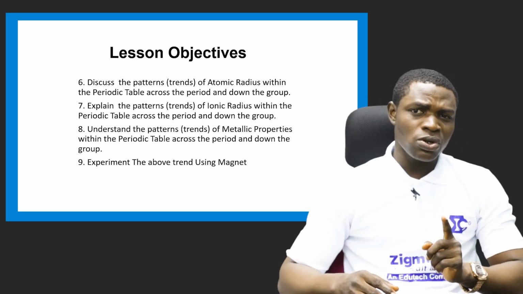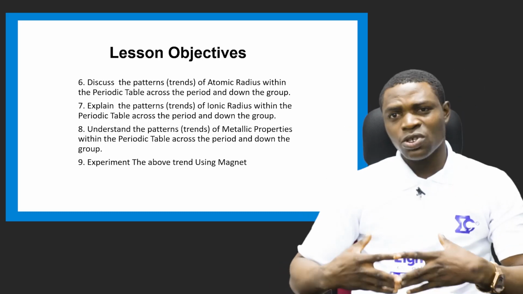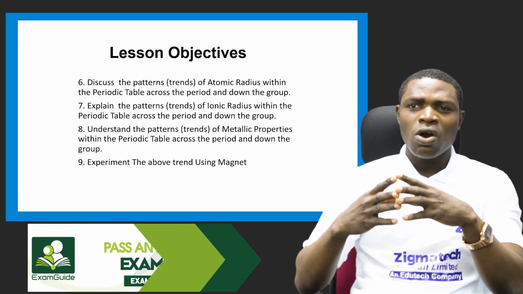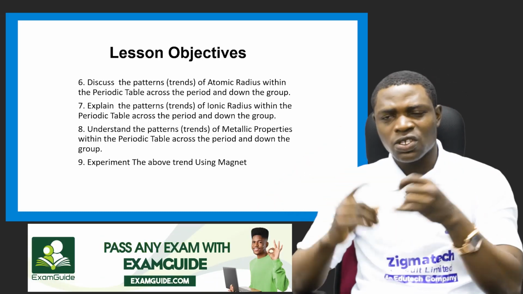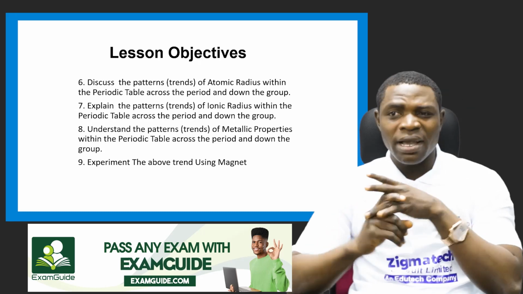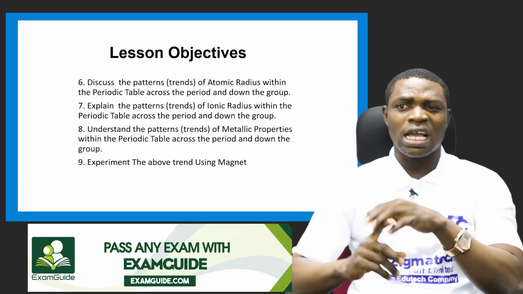And I'm going to show you an experiment. We are going to use magnets. In the course of this teaching, we use magnets to experiment on all these trends, looking at the ionization energy, electronegativity, metallic properties, valence electron, atomic radius and ionic radius.